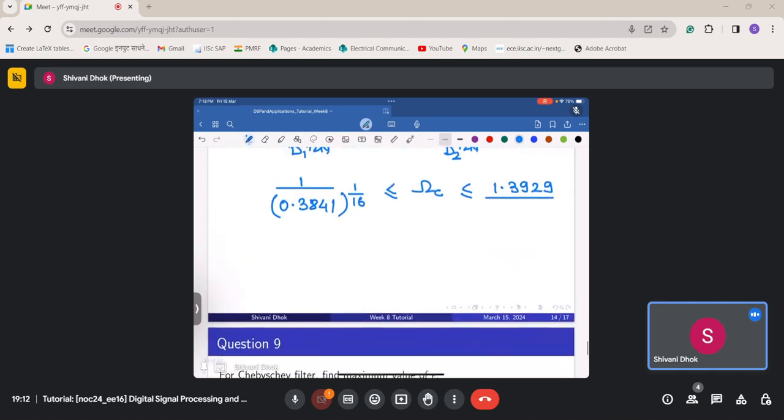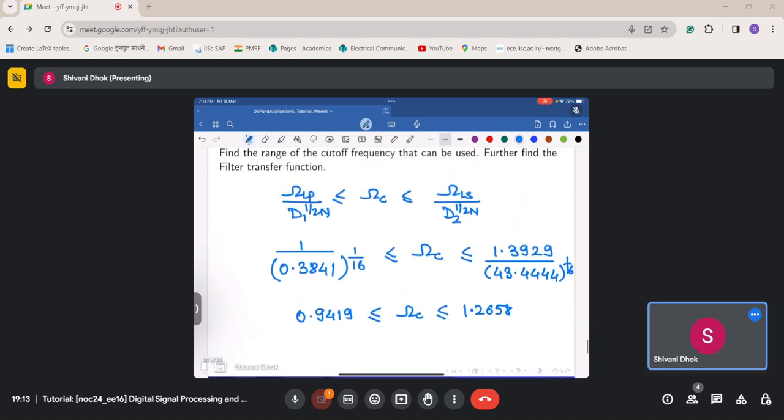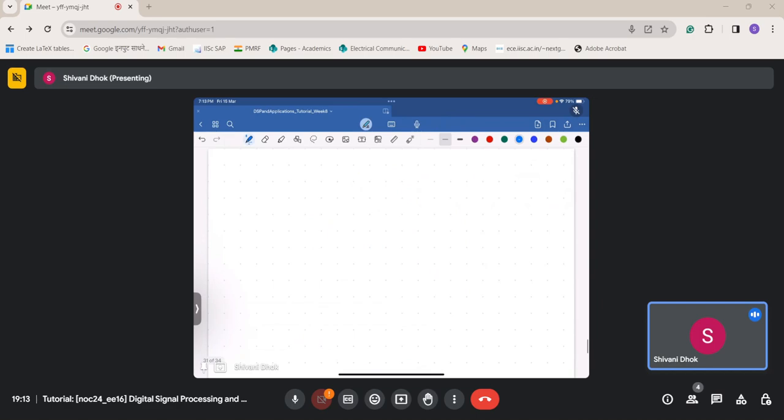So this will be 43.4444 to the power 1 by 2n, which is simply 16. And if you simplify this, we get 0.9419 less than or equal to omega c less than or equal to 1.2658. So we can take any value of omega c that lies between these ranges. So we have this here.